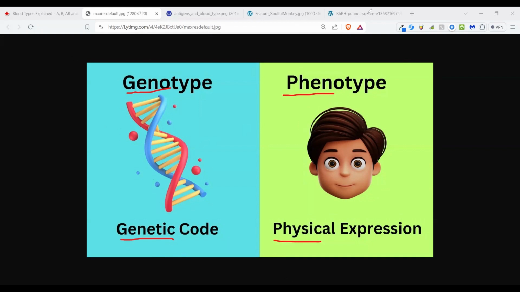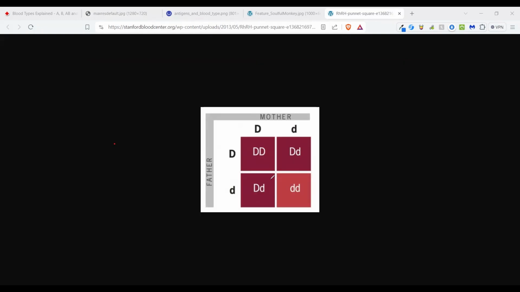So let's look at that example of Rh positive. Here we have in the dark red 3 different possibilities where the phenotype is Rh positive, so a positive blood type, but there's actually 2 different genotypes here. So both capital D, and capital D, lowercase d, both of these result in a Rh positive blood type. So this is the phenotype, but this is the genotype.